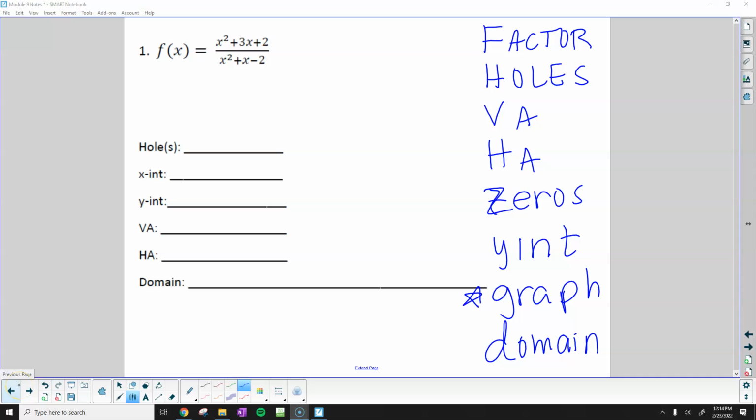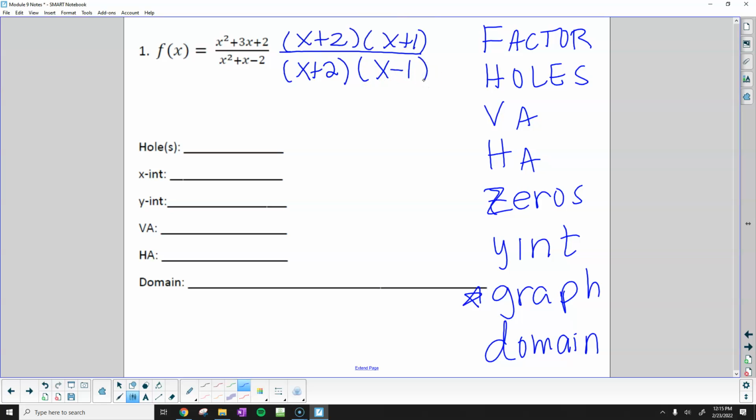Right, so the first step is to factor. So we're going to factor the numerator and the denominator. What are numbers that add to a 3 and multiply to a 2? That's going to be x plus 2 and x plus 1. Your denominator needs to multiply to a negative 2, but combine to a positive 1. That's going to be x plus 2 and then x minus 1.